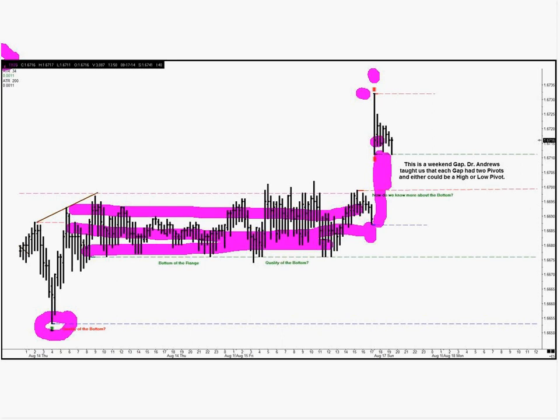Notice I put a different colored alternating pivot up here. I'm going to take a look at the quality of this high. You can see that this bar opened on its high and closed near its low. So I put a new alternating pivot right here.